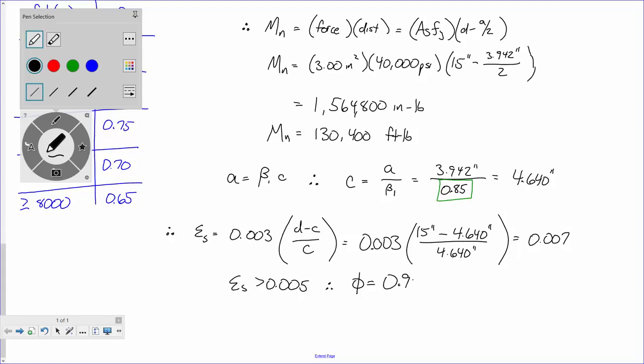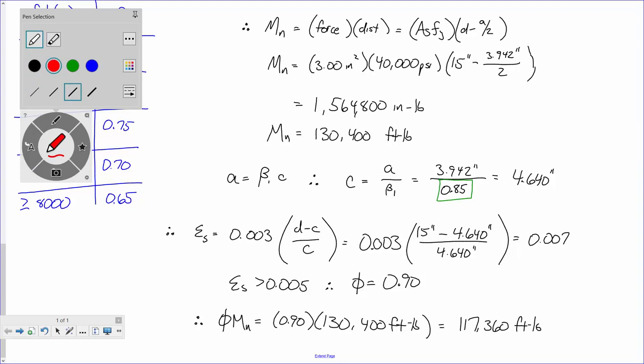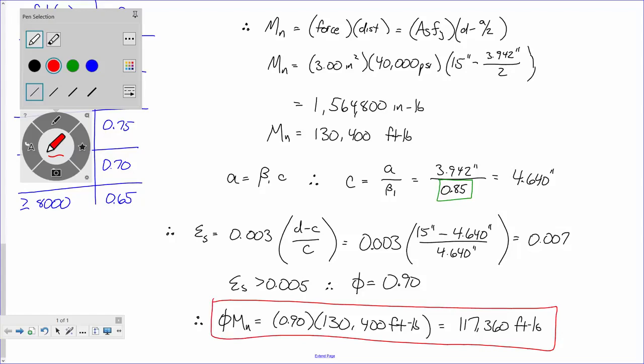Phi is 0.90. And therefore, phi Mn is 0.90 times 130,400 foot-pounds, right? That was the moment capacity we calculated. And what is that? So that's my equation 2, if you will.